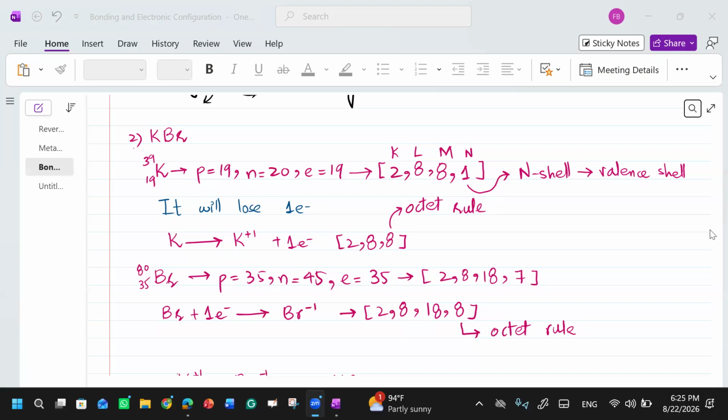Group 5 has how many electrons in the valence shell? How many electrons are there in the valence shell of group number 5? 5. Group number 6, 6. Group number 7, it will have 7. So they can't lose, right? They will share. That's why in covalent bonding, you don't see any species losing and other species gaining. This is not the case in covalent bonding. The covalent compound always shares the electrons, right?